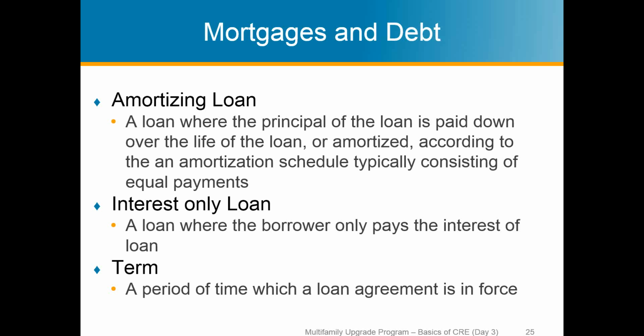There's another scenario where you have an interest-only loan. So interest-only is just what it is. You only pay the interest. So you have a 4% interest-only loan and you have a $500,000 mortgage. Every single year, you're paying $20,000 in interest. Term, that's a period of time where the loan agreement is in force.